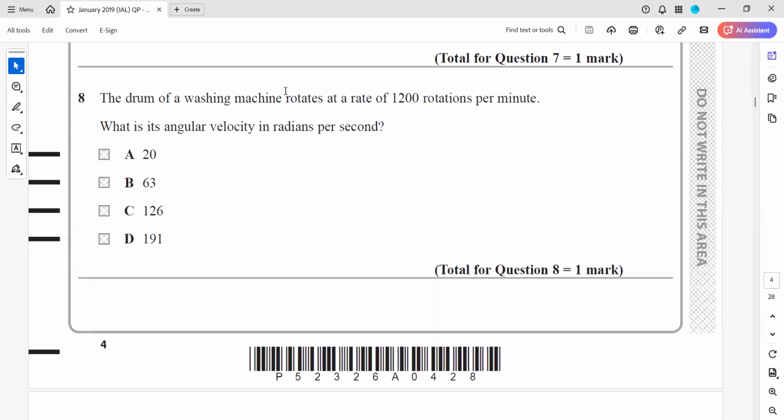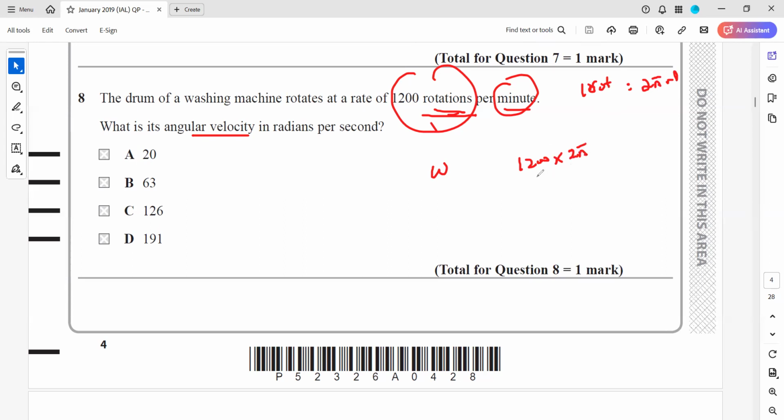The drum of a washing machine rotates at a rate of 1200 rotations per minute. What is the angular velocity? We need omega, which is in radians per second. This is given as 1200 revolutions per minute. First we convert these rotations into radians. One revolution or one rotation is equal to 2 pi radians, so 1200 becomes 1200 times 2 pi. And it is per minute.